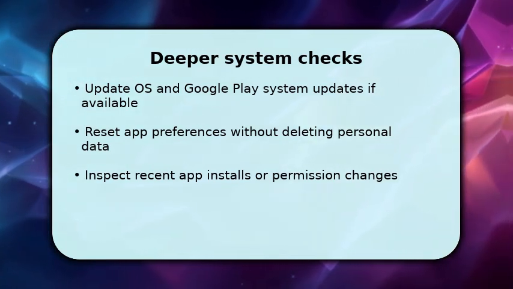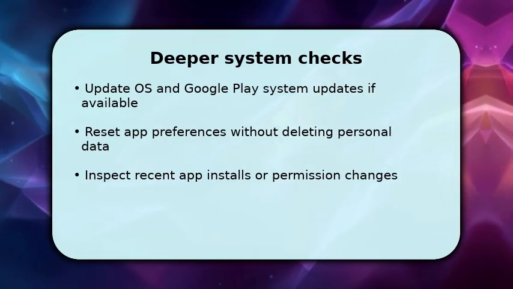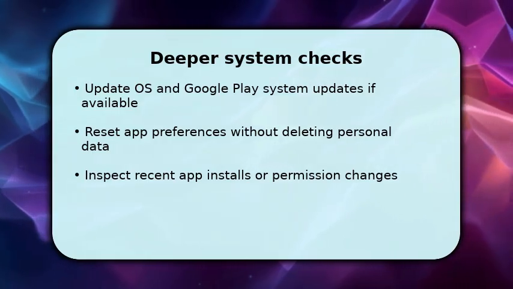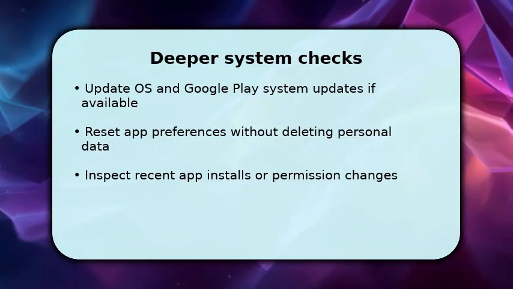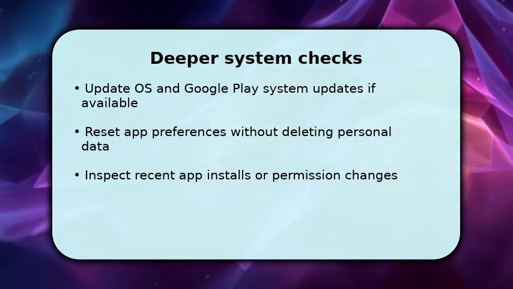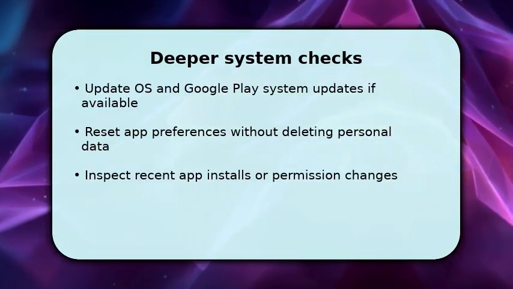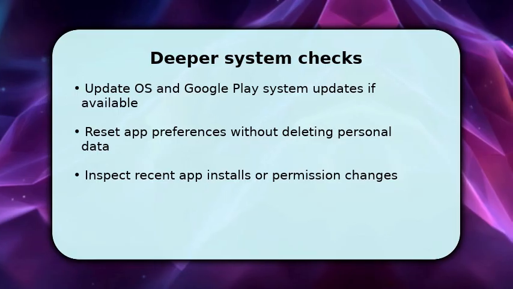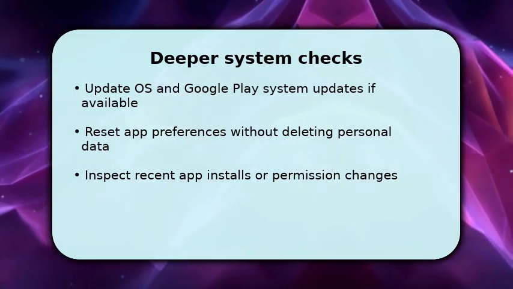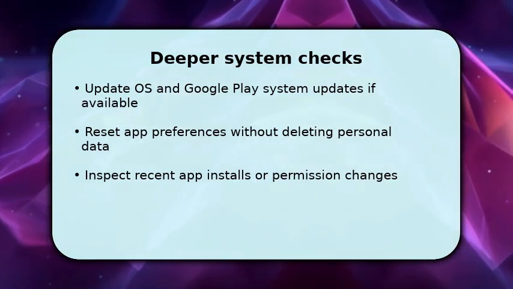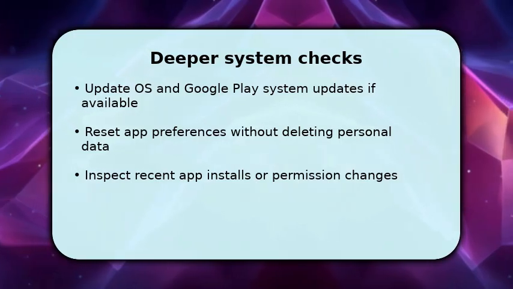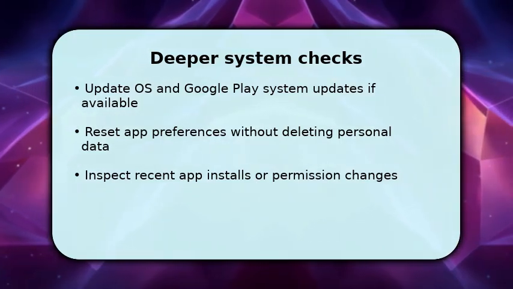Updates often patch crashes. Then reset app preferences. This restores default apps and permissions without erasing your personal files, which can resolve misconfigured handlers. After that, review apps you installed or granted special permissions to just before the issue started, because faulty or misbehaving apps often trigger Settings failures. Once finished, test Settings again to see if the crash is gone.